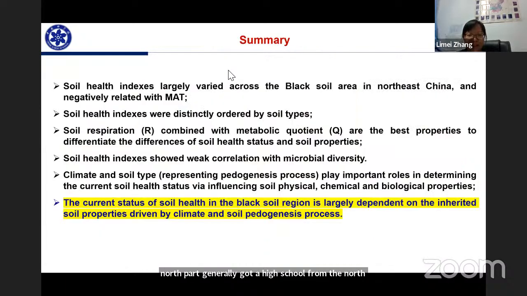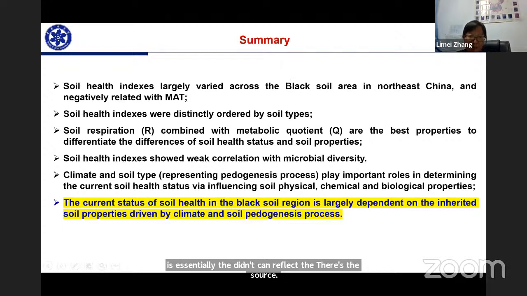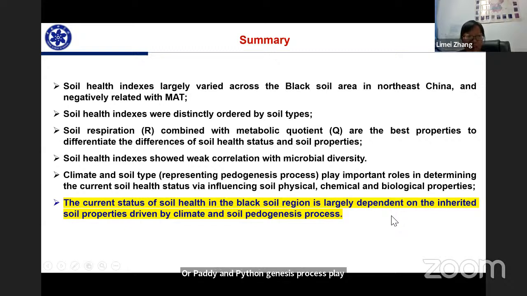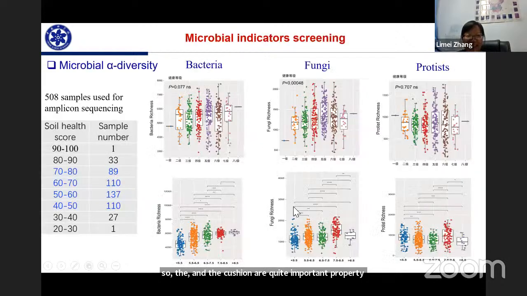So this means the soil assessment score is, I think, reasonable, and can reflect the soil's potential ability to sustain plant growth. Generally, all this data suggests that climate and soil type or pedogenesis processes play a quite important role in determining the current soil health status. Our study also suggests that soil respiration and quotient are quite important properties to differentiate soil health status. That's basically the preliminary conclusion we have at the moment.